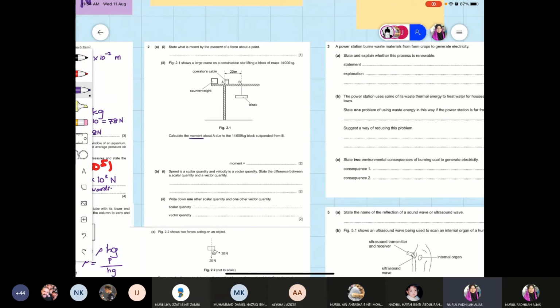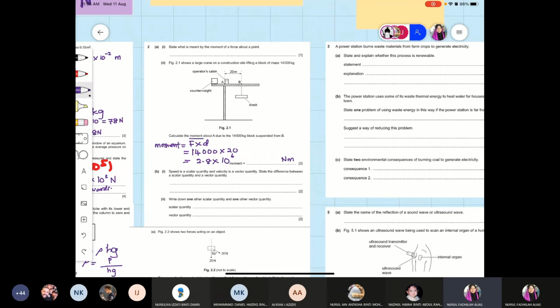Okay, moment. So, first you need to write the formula. Kena tulis. Okay, and then F times D. Force times distance. So, what's the force? So, Daniel tulis ni 14,000. Okay, betul? 14,000 times the distance 20. So, terus dapat jawapan apa? 2.8 times 10 to the power of 6. Ada unit tak? Ada Newton meter. Okay, very good.